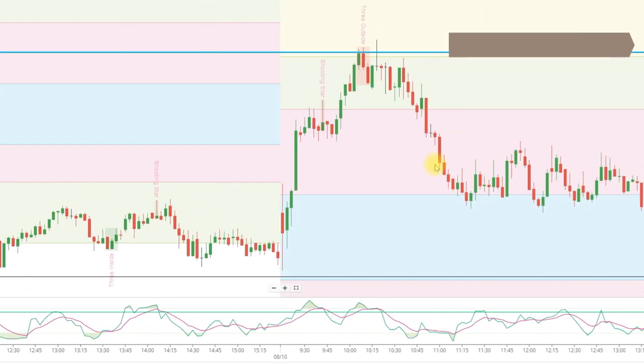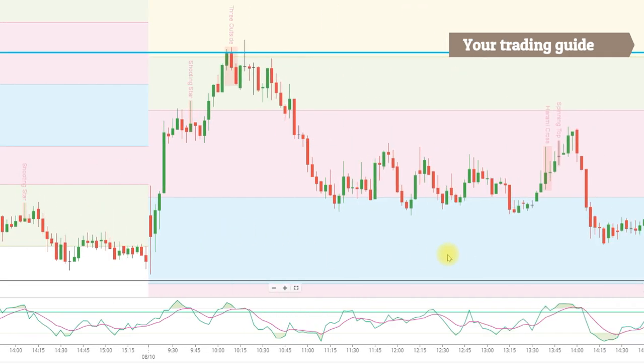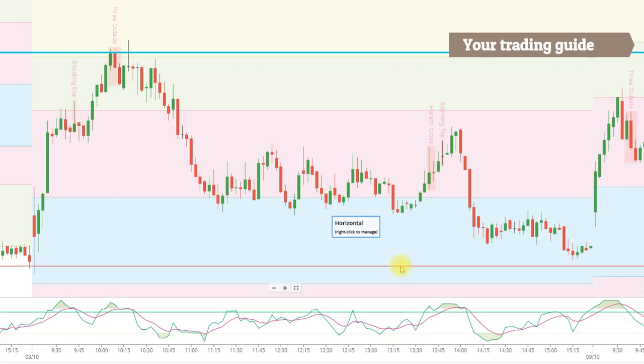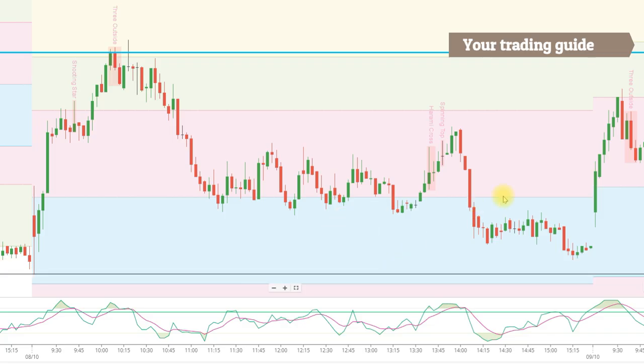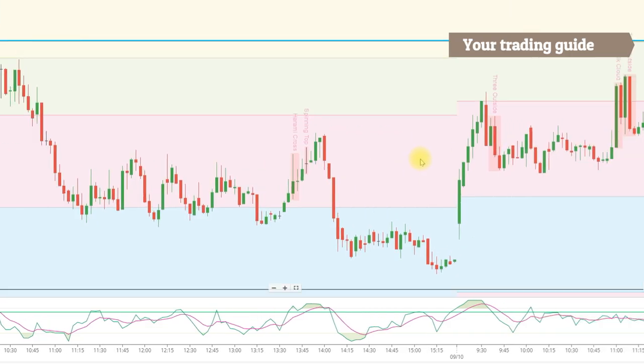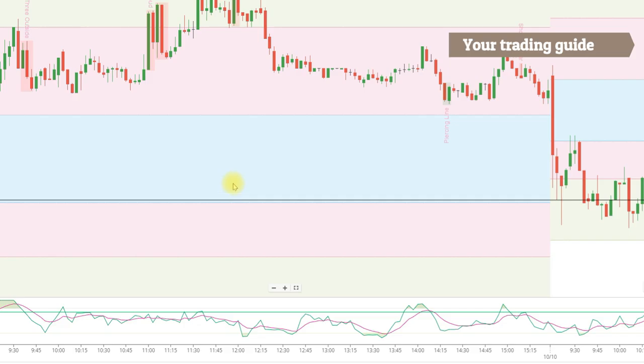Let me mark the high and low again. This high was retested, and since the movement of the stock was within these bounds, the stock pretty much remained within these bounds only. The low is a bit modified and the high remains the same for the next day. Again the movement of the stock was within this area.